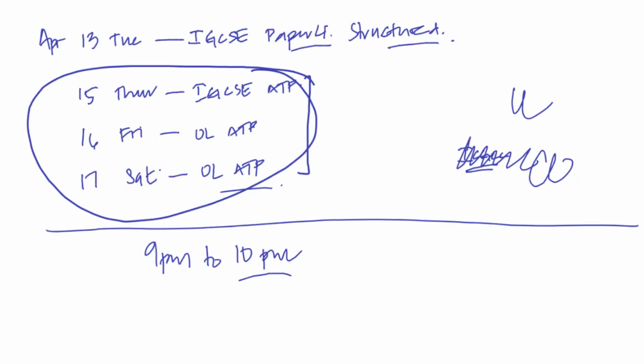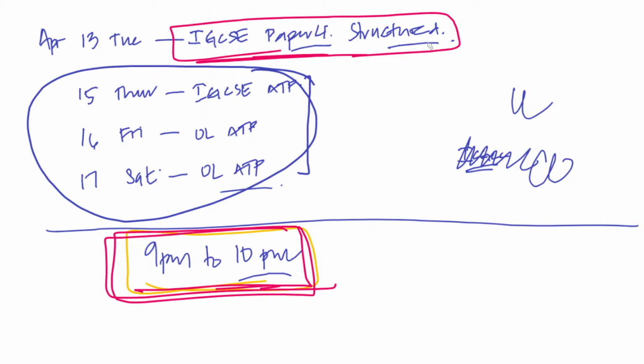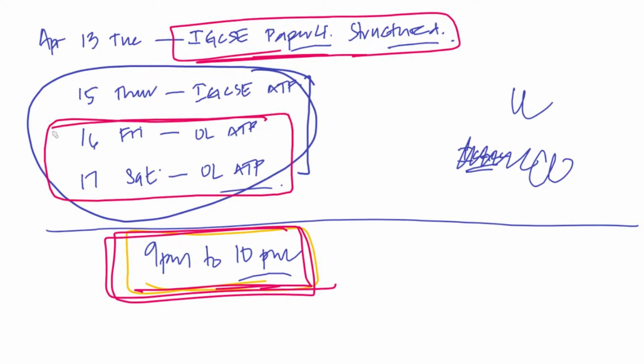So now I've got to go, guys. All right. So this week 9 to 10, all the classes will be on Zoom, but tomorrow 9 to 10. And the next 4 days 9 to 10. Next week the same schedule will continue. I'm doing tomorrow paper 480 of IGCSE, on 15th on Thursday ATP of IGCSE, and Friday and Saturday O level ATP for this week.